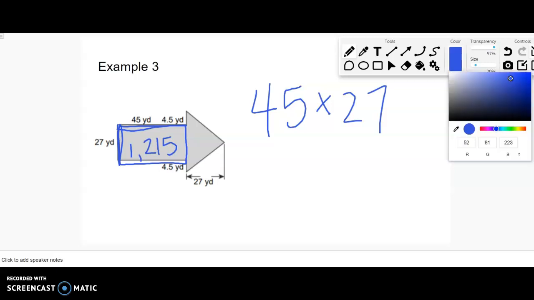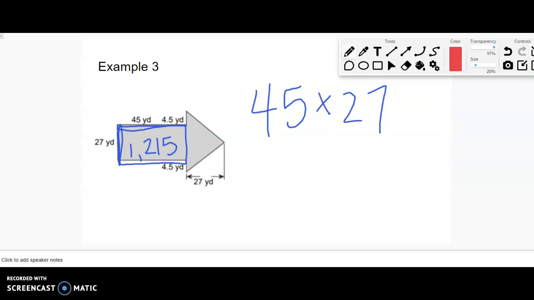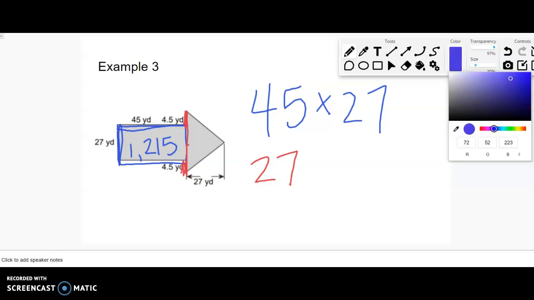Now I have to figure out the area of my triangle. Well, let's see. We can assume that's the base because it tells me this right here is 27, and that's the height. So we know the height is 27. We just need to find the base. Let's look again at this. So, okay, if I know this part over here is 4.5 and this part over here is 4.5, I need to figure out what this middle part is.